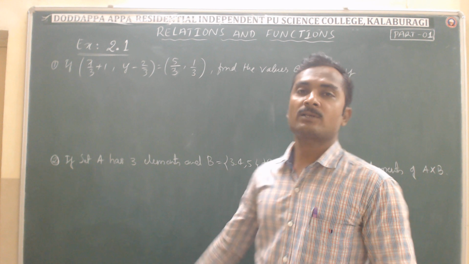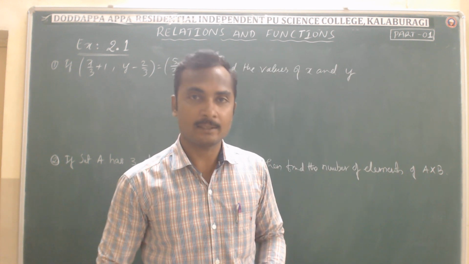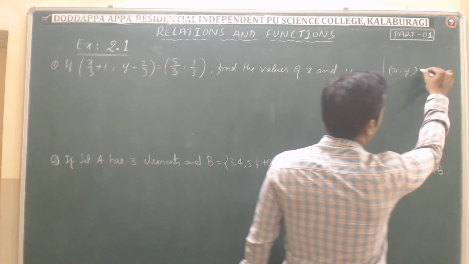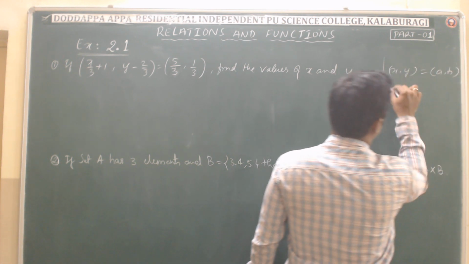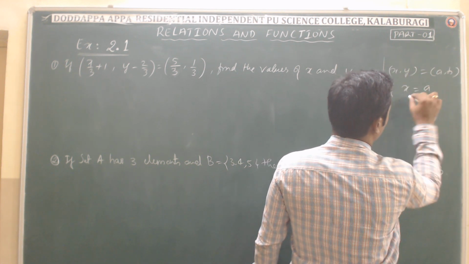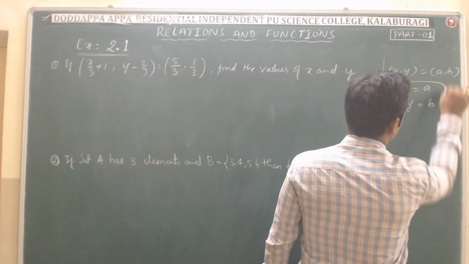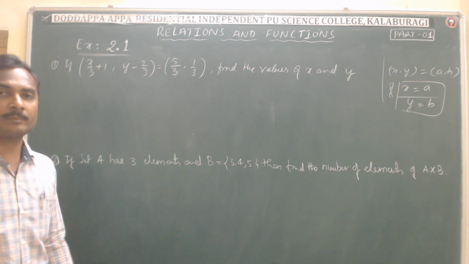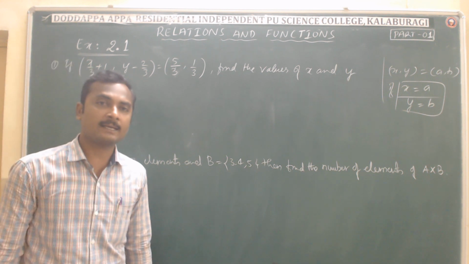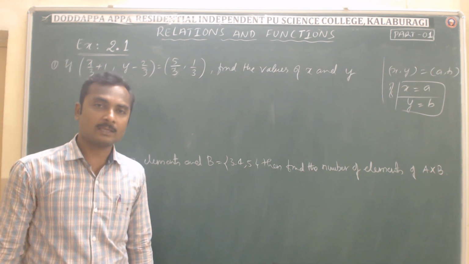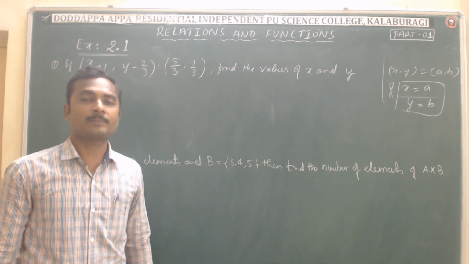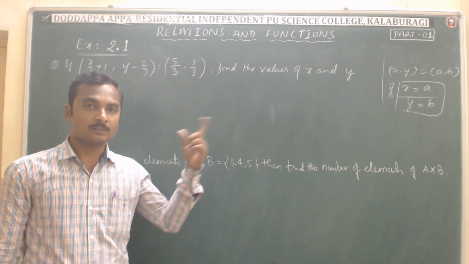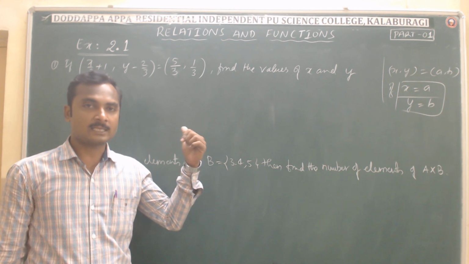Okay, we know the definition of ordered pair equality. The two ordered pairs (x, y) and (a, b) are said to be equal if and only if x equals a and y equals b. So this is the definition. If the first elements of the ordered pairs are equal, and the second elements of the ordered pairs are equal, then those two ordered pairs are said to be equal. That is the definition we know. Okay. So using the same definition, let us solve this problem.